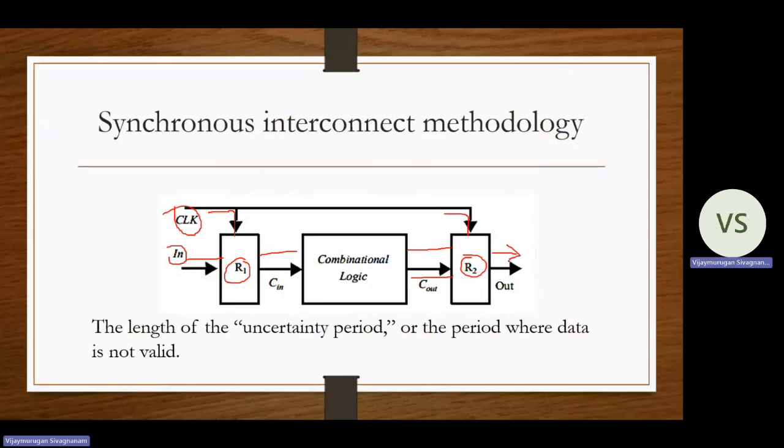The length of the uncertainty period is the period where data is not valid. After giving the clock pulse, there is no valid output on the output side. This period is called the uncertainty period.